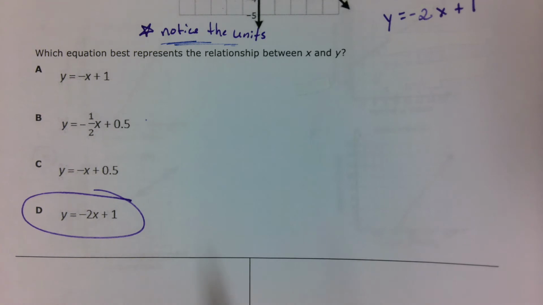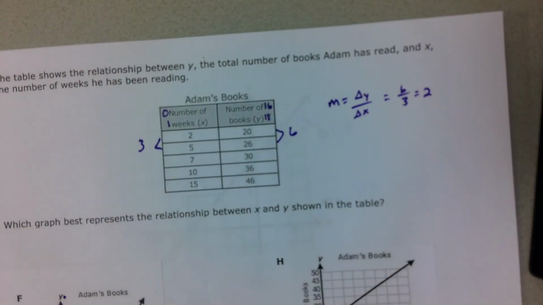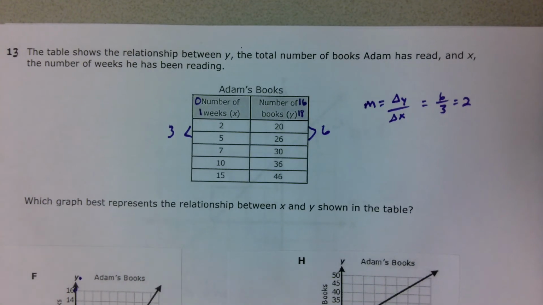All right, let's go to number 13. The table shows a relationship between y, the total number of books Adam has read, and x, the number of weeks he has been reading. Which graph best represents the relationship between x and y shown in the table?